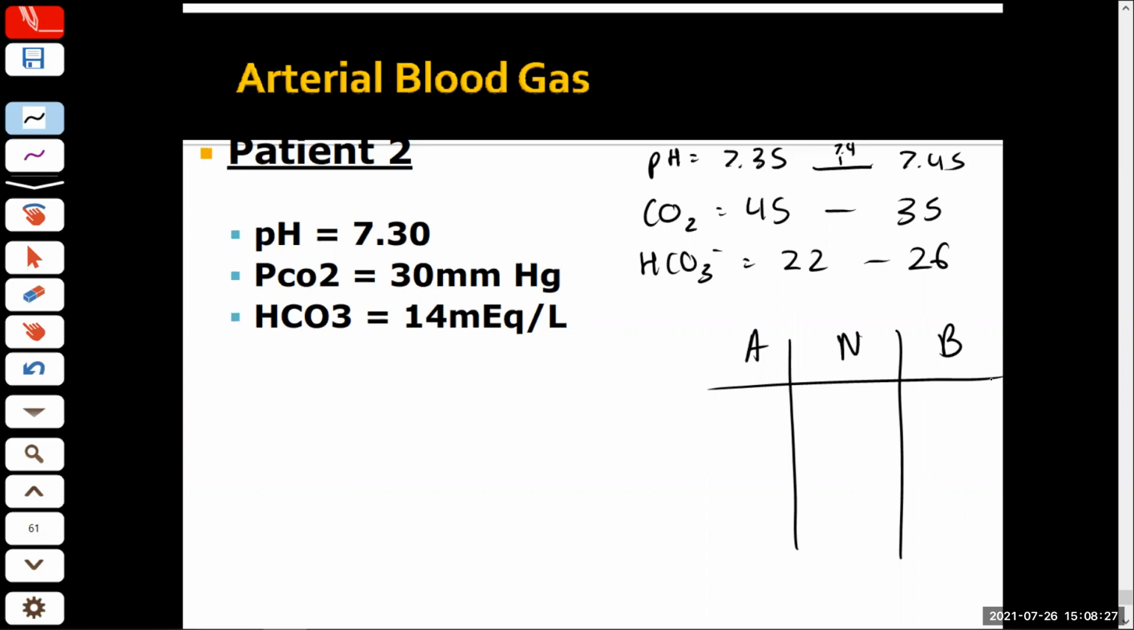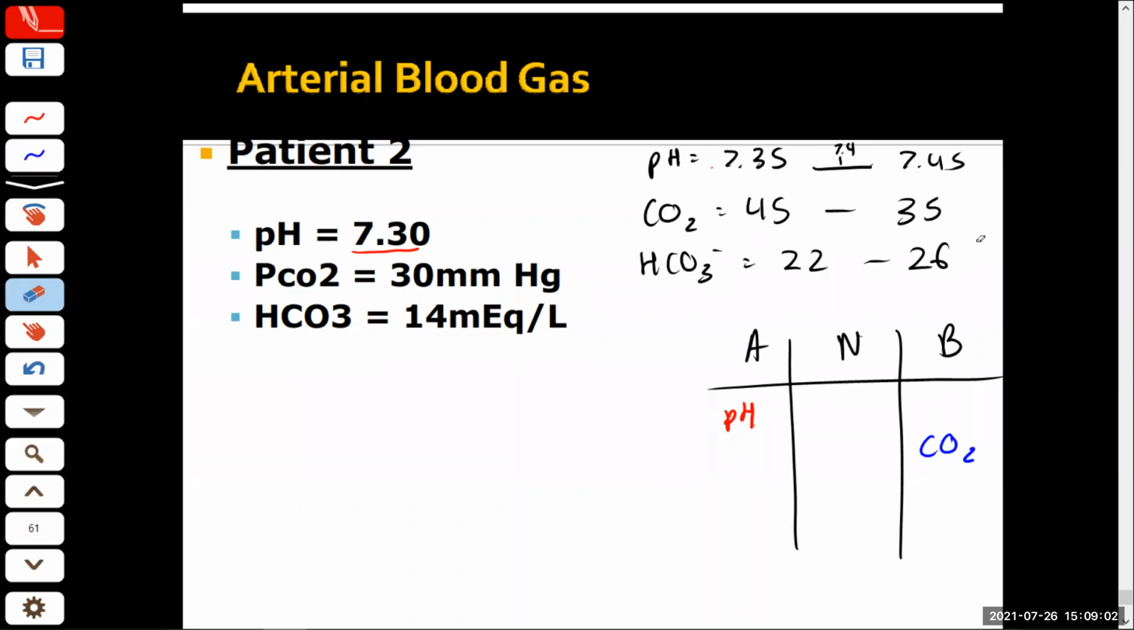Where would pH go? Which column? I agree. It should be 7.3, should be right about there. 30, where would 30 get sorted? Remember we flipped it? 30 is over there. I agree. So it should be basic. Just saying, be careful with that CO2.